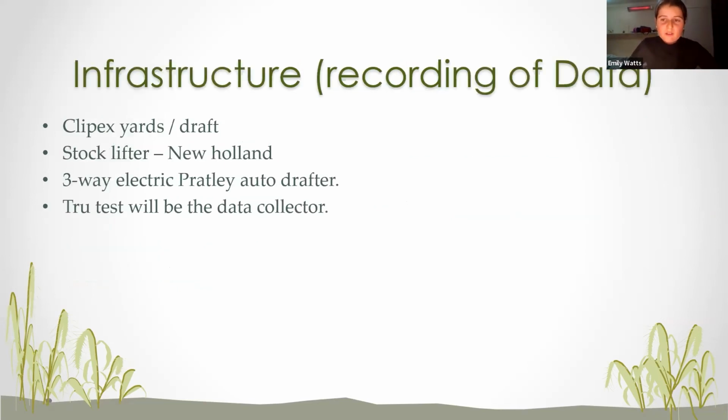Infrastructure. A lot of thought has gone into this for us, because we know our biggest weakness is collecting data, and that's what we need to get a lot better at. You need the infrastructure to do it. You're not going to do it properly unless you've got it there, ready to go, ready to set up. It is expensive and it is a cost at the start, but I think the rewards and the outlays will be far better off for the future with it. So we've just invested in ClickX yards, a New Holland stock lifter, and a Prattley auto drafter. This is going to allow us to record our weights, and the process of DNA collecting for parentage will be a lot easier.